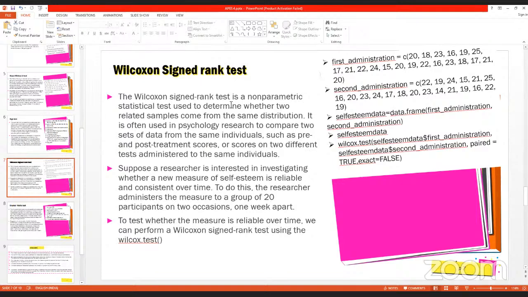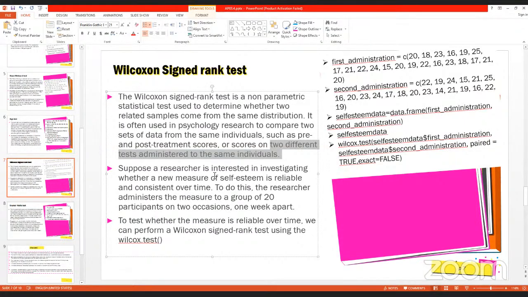Now this is the Wilcoxon signed rank test. The Wilcoxon signed rank test is a non-parametric statistical test used to determine whether two related samples come from the same distribution. It is often used in psychology research to compare two sets of data from the same individual, such as pre and post treatment scores or scores on two different tests administered to the same individuals. So in this example, we are taking two different tests administered to the same individual.